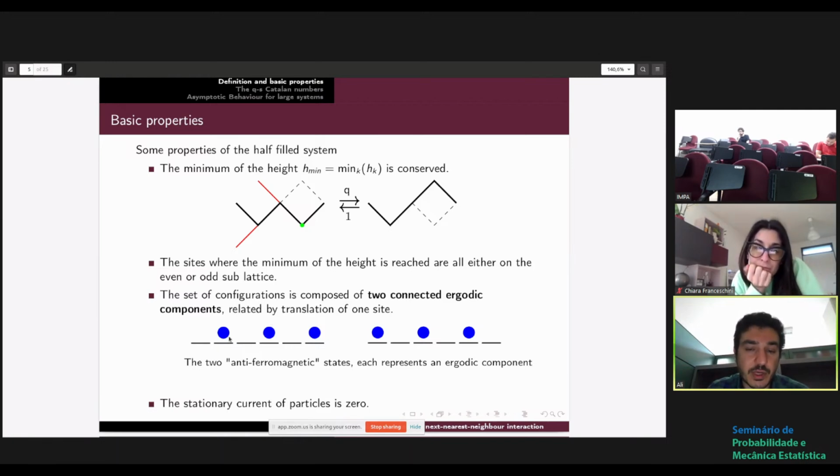And you can, let's say, have a representative of these 2 components. You can take the 2 antiferromagnetic states, which is just void particle, or the other way, particle void. So here you have even minimums, and here you have odd minimums, and each of these states belongs to one of the ergodic components. You can take it as representative. So there is an ergodic component. It means, of course, the stationary current, the average stationary current, is 0.